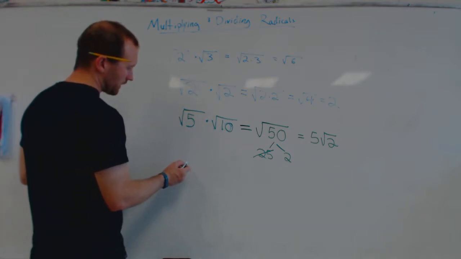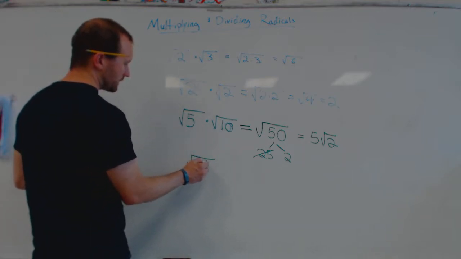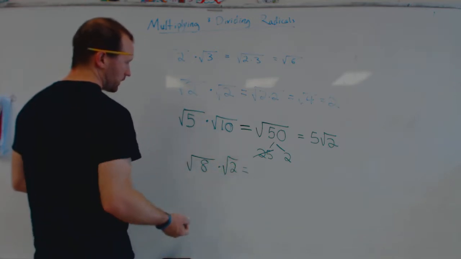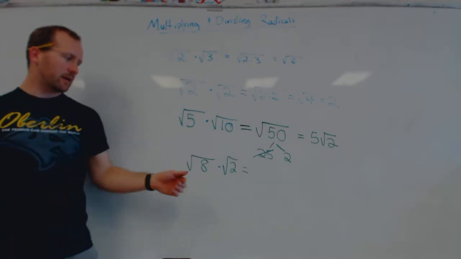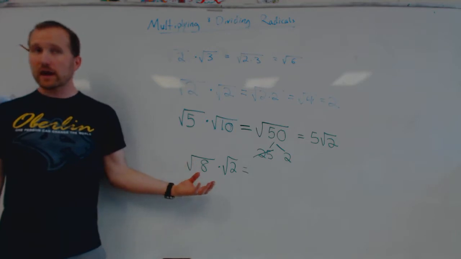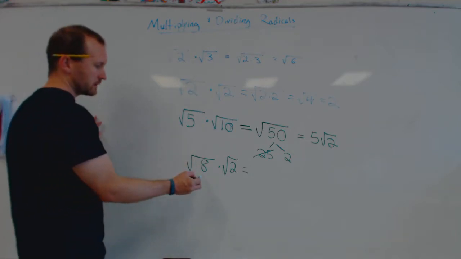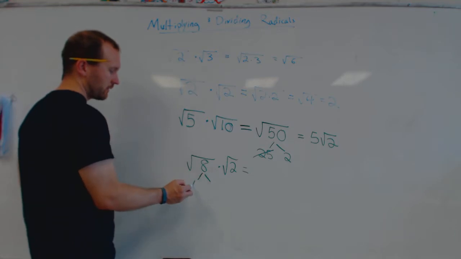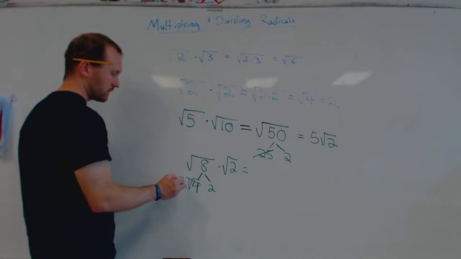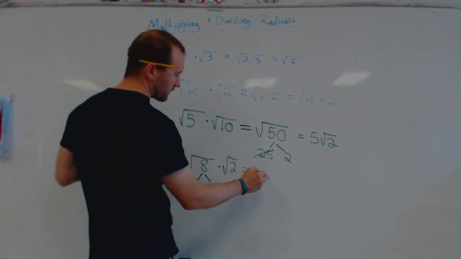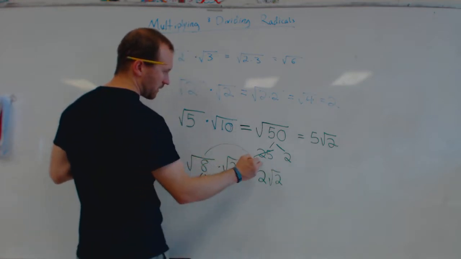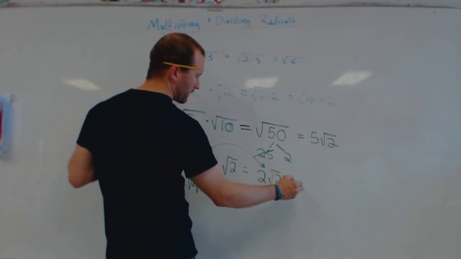So if I had something like the square root of 8 times the square root of 2, you guys probably see already that 8 has a 4 in it. So I could simplify that right now. I could say 8 is 4 times 2. The square root of 4 is 2. So I really have 2 times the square root of 2. That became that, and then I have another square root of 2.